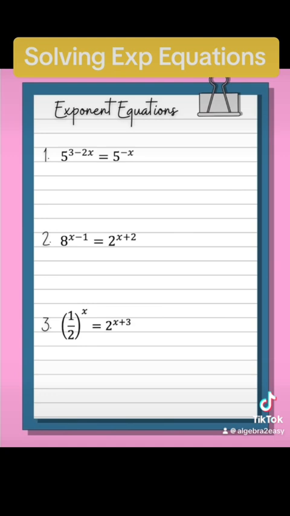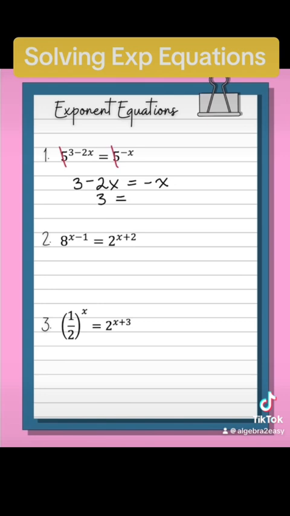Now, because you have a base of 5 and exactly one base of 5 on either side of the equation, that means that we can ignore the bases. Imagine dropping those away. So because the base values are equal to each other, that means that the exponents must also be equal to each other. And now we can solve for x.